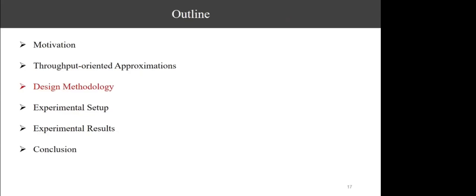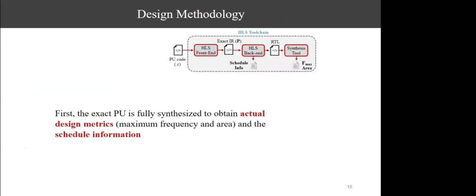Now I will present our design heuristic with more details. First, we fully synthesize the exact PU code to get the exact area, the maximum frequency, and the schedule information. The design metrics are provided by the target-specific synthesis tool, and the schedule information is provided by the HLS backend.